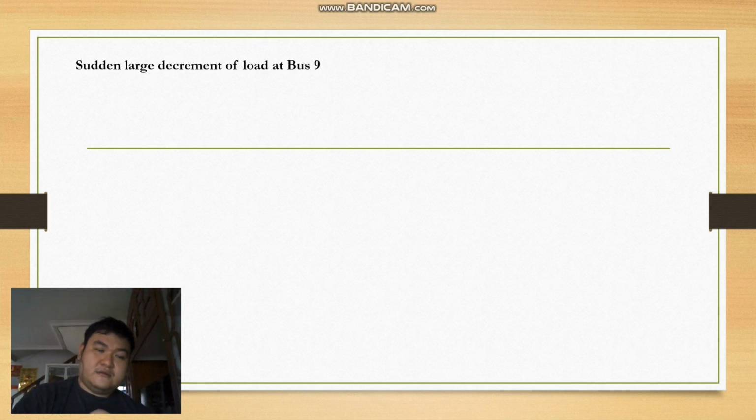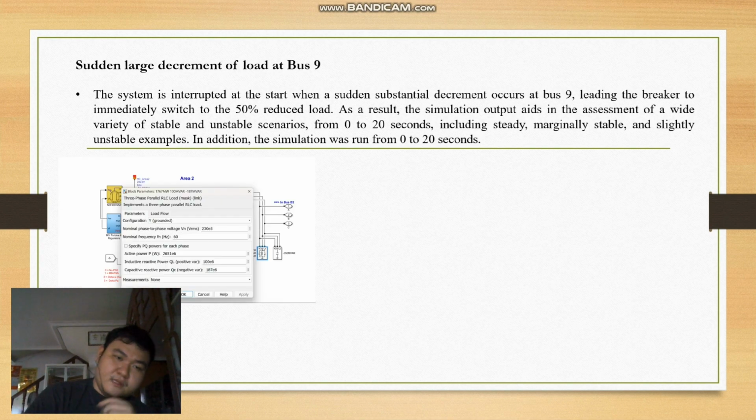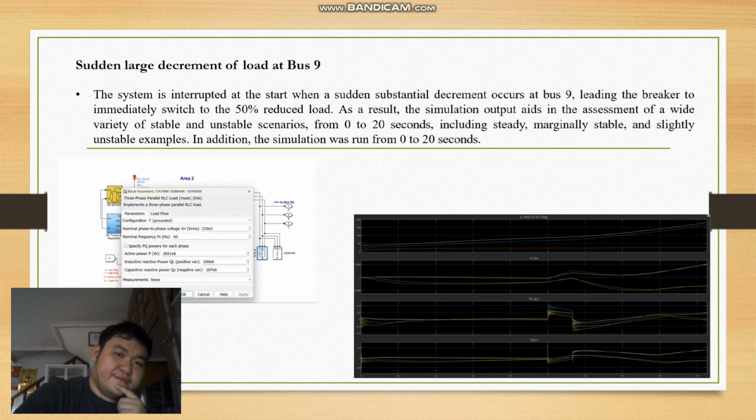Then we do the certain large decrement of the load at bus 9, where we decrease the load about 50%. We set the range of stable and unstable scenarios for 0 to 20 seconds. From there we analyze the stable and unstable condition. We increase the volume at bus 9, and then this is the graph.